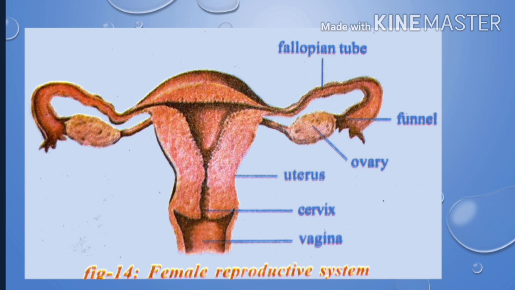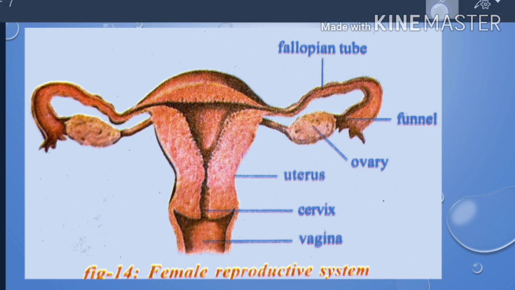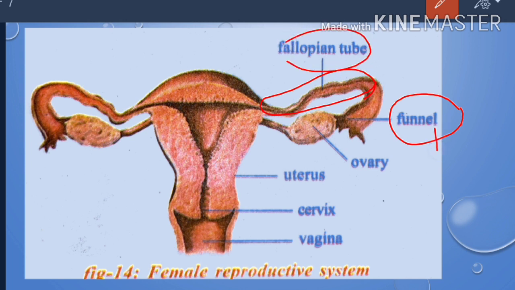So what is the next part? The fallopian tube. The fallopian tube mainly consists of two parts. Here we can divide it: this is the funnel, and the tube-like structure is called the fallopian tube. The anterior part of the funnel has finger-like projections. These are useful because when ovulation happens, the ovum is released into the body cavity. Then the finger-like projections receive it into the funnel, and it enters the fallopian tube.